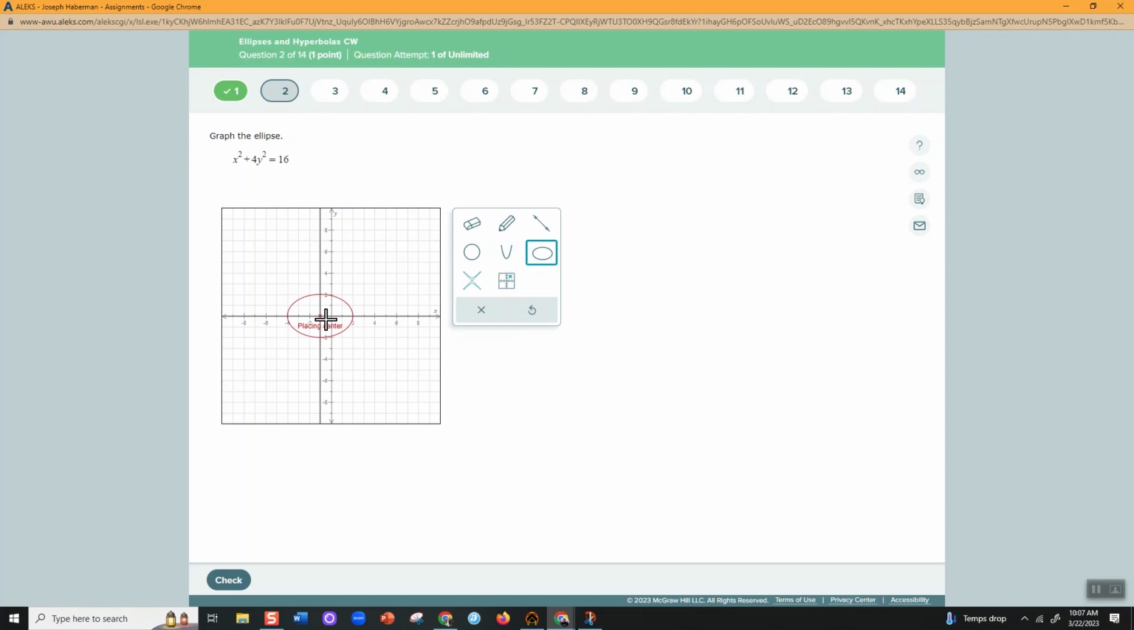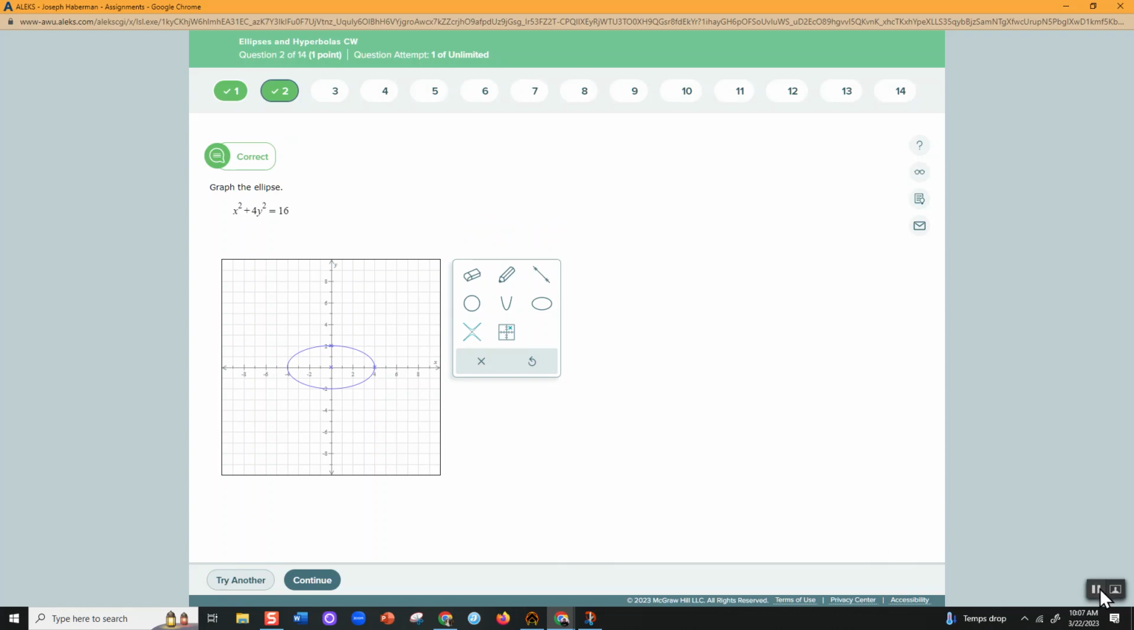Use the ellipse, center 0. This is going to be 4. This is going to be 2, and we're good to go. Let's move to number 3.